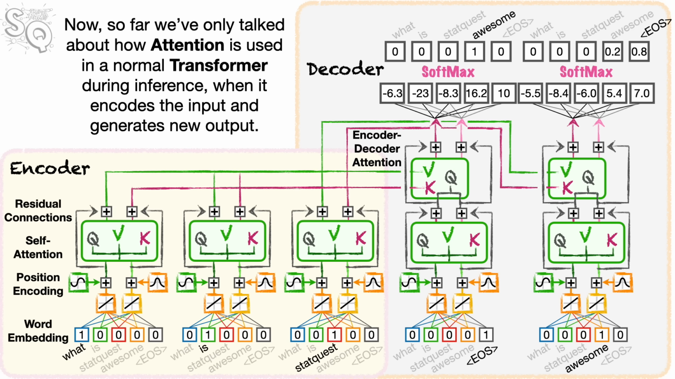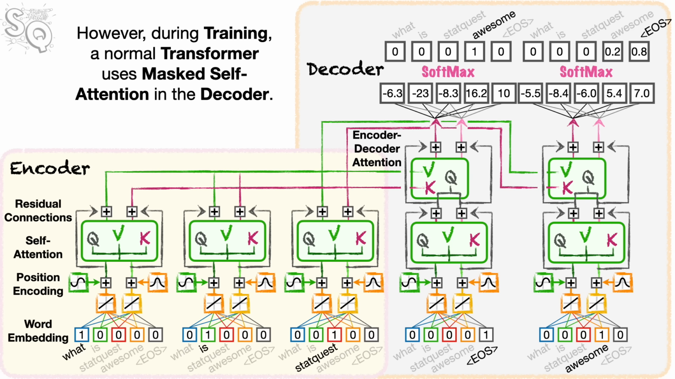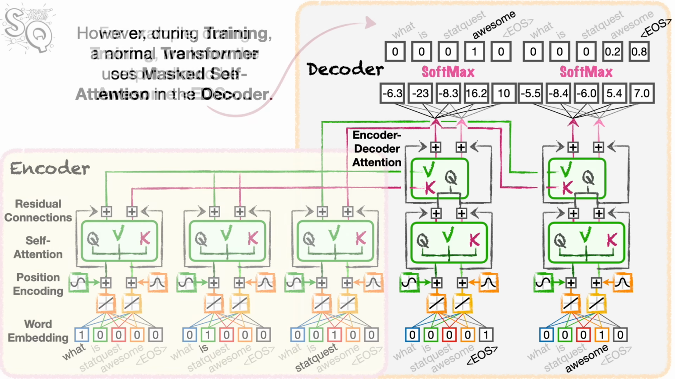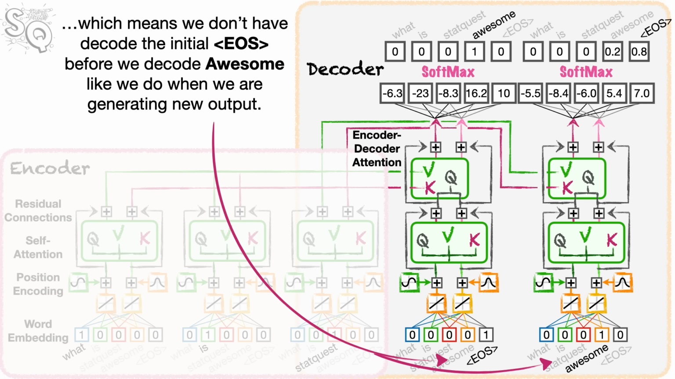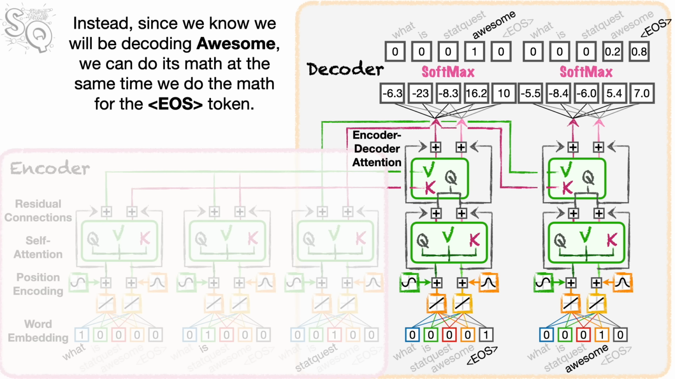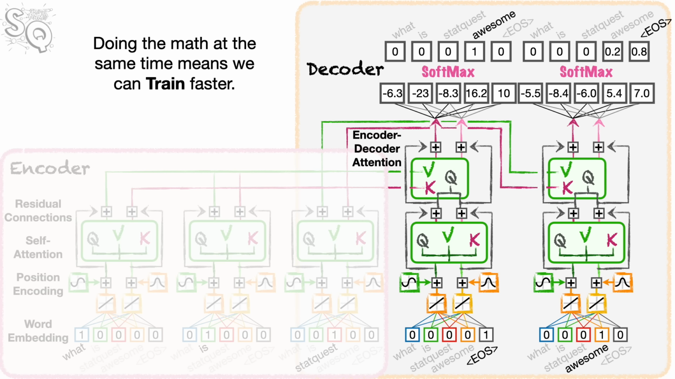Now, so far we've only talked about how attention is used in a normal transformer during inference, when it encodes the input and generates new output. However, during training, a normal transformer uses masked self-attention in the decoder. For example, during training, we know the output should be awesome EOS, which means we don't have to decode the initial EOS before we decode awesome like we do when we are generating new output. Instead, since we know we will be decoding awesome, we can do its math at the same time we do the math for the EOS token. Doing the math at the same time means we can train faster.